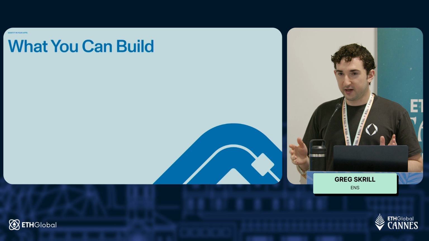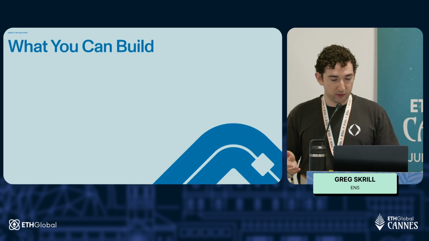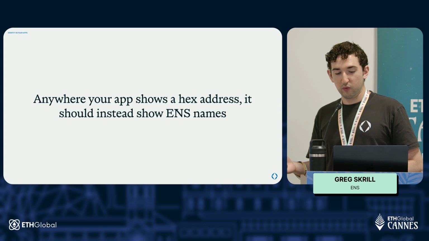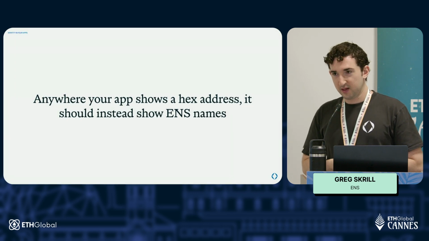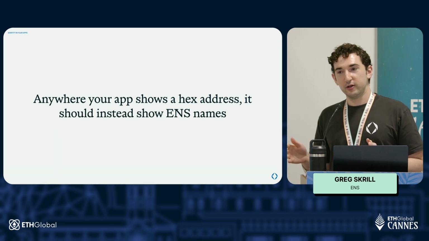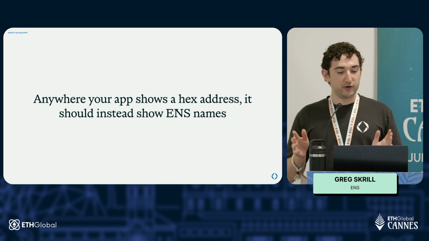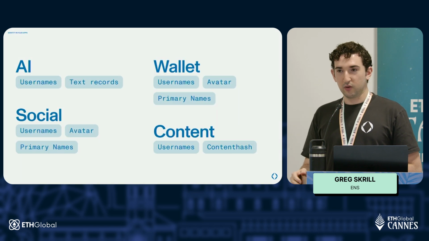And so these are kind of building blocks, right? We went over what ENS is, why it's important, and how it works. So what are some things that you can build with ENS? And I just want to reiterate again at a high level, when you're working on something this weekend, you should be thinking anywhere your app shows a hex address, it should instead show an ENS name. So what does that look like?